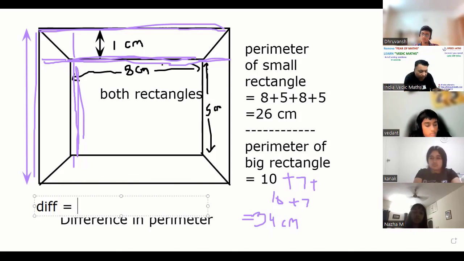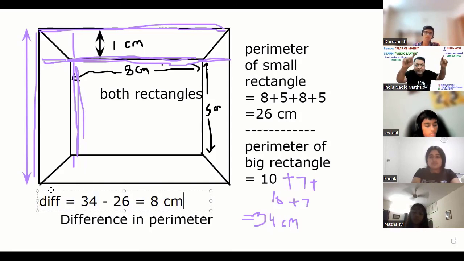So 34 is the big perimeter, 26 is the small perimeter. The difference is 8 centimeters. Correct? It's a very simple thing, guys. What we have to do is first find the small one, you know it. Then find the big one.